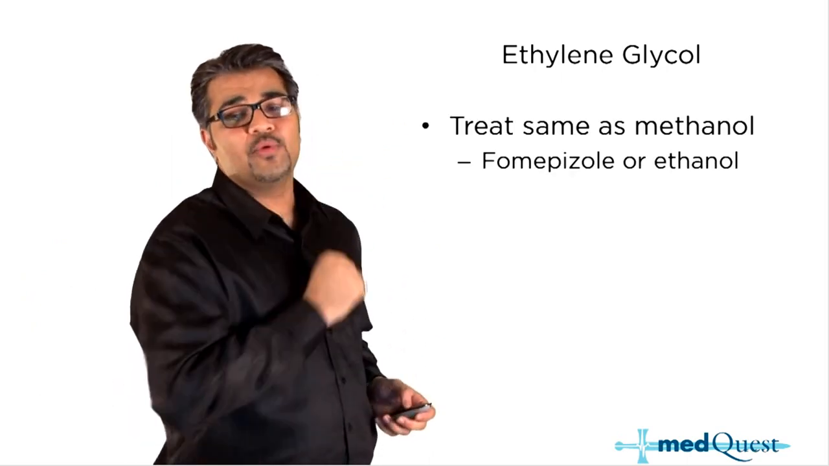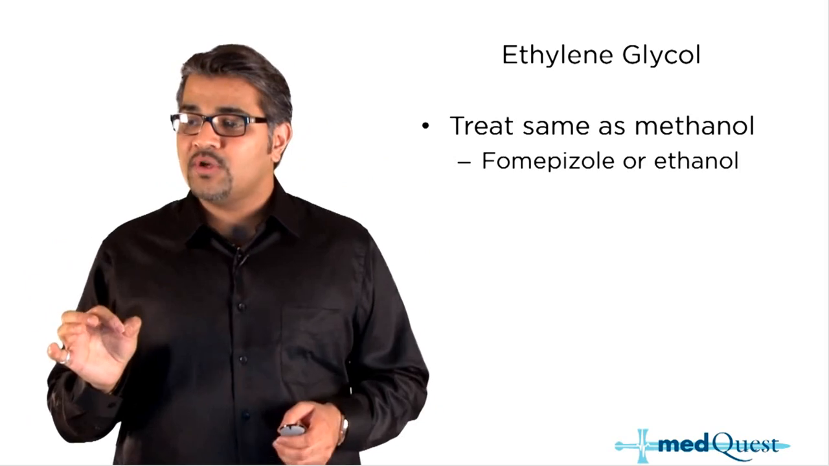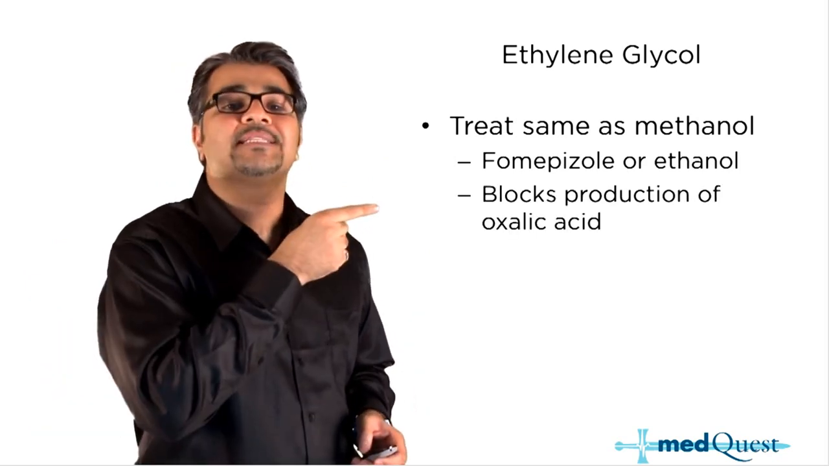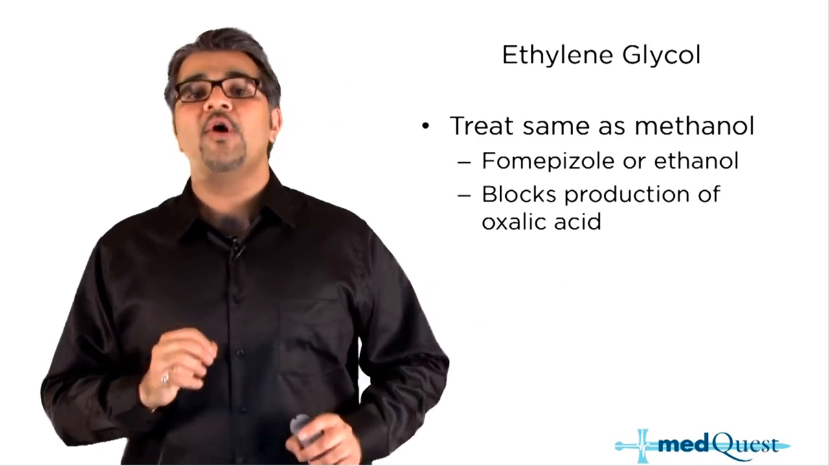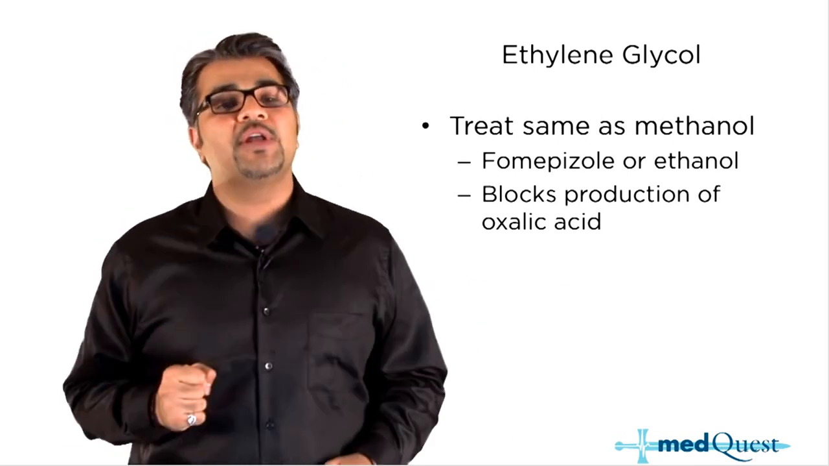So what are you going to do for these patients with ethylene glycol poisoning? Well, you're going to do the same thing. You're going to treat them the same way as methanol poisoning. You're going to give them fomepizole or ethanol. Why? Because this blocks the formation of oxalic acid. Before, it was to block the formation of formic acid. We're going to block the production of oxalic acid.